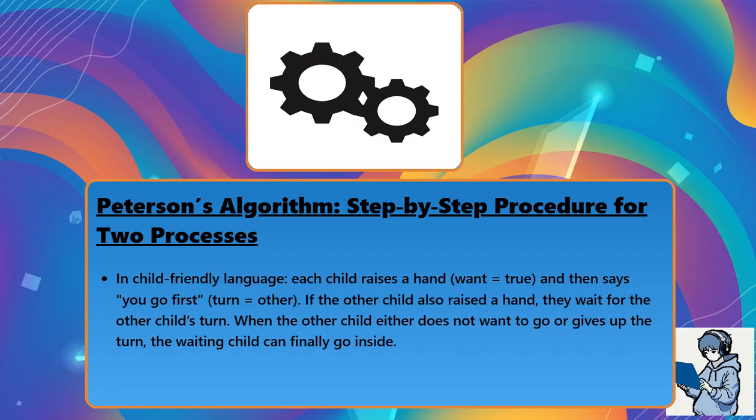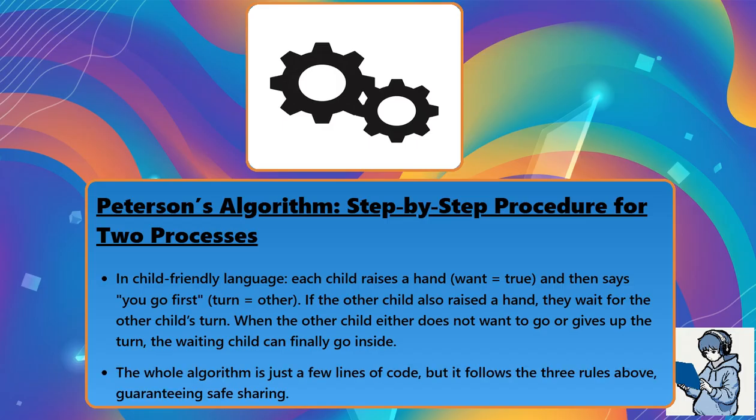In child-friendly language, each child raises a hand, want equals true, and then says you go first, turn equals other. If the other child also raised a hand, they wait for the other child's turn. When the other child either does not want to go or gives up the turn, the waiting child can finally go inside. The whole algorithm is just a few lines of code, but it follows the three rules above, guaranteeing safe sharing.